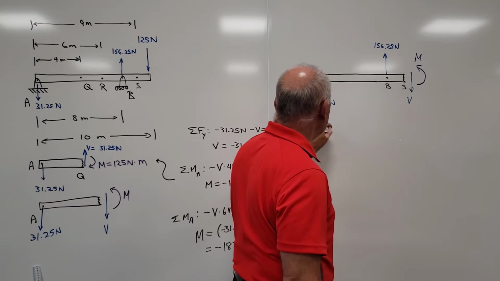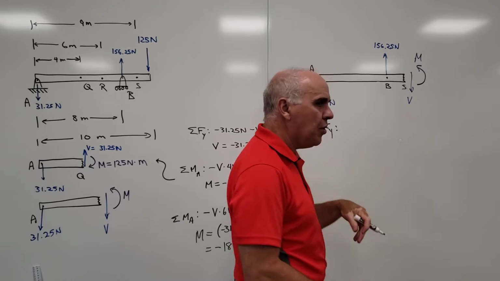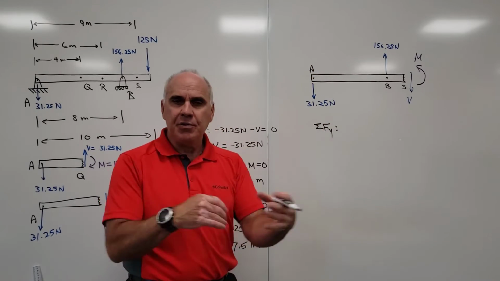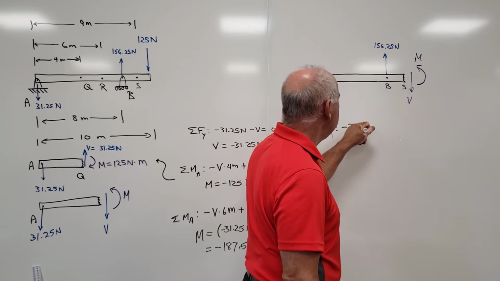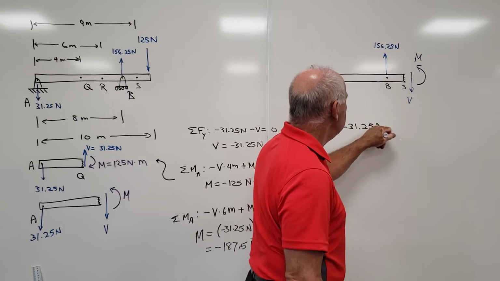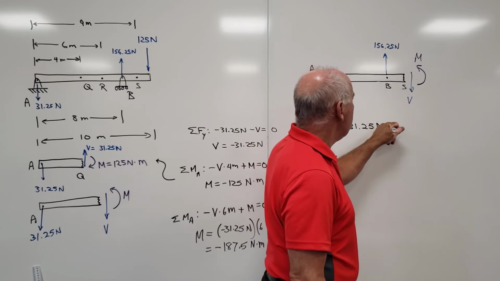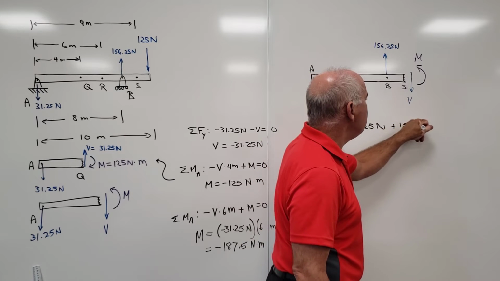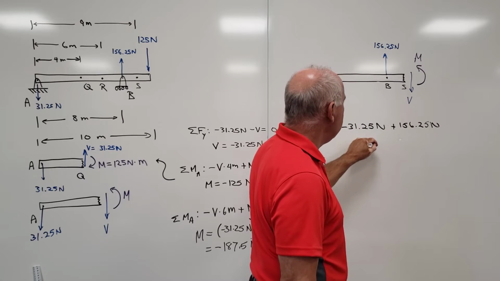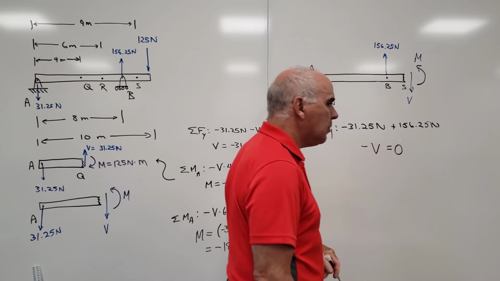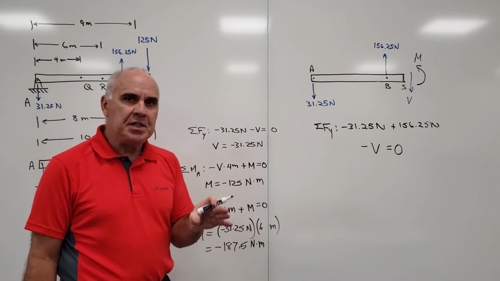So when I look at the sum of the forces in the y, again, there are no forces in the x direction, so we're not going to worry about that. I'm going to get minus 31.25 newtons down plus 156.25 newtons up, and then minus V, and that's going to equal 0. Right? That's going to equal 0.